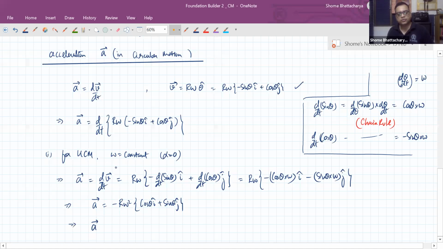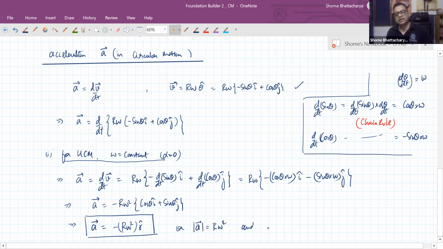So in the case of uniform circular motion, the acceleration is given by minus r omega square r cap. The magnitude of acceleration is r omega square, and the direction is minus r cap because of the minus sign outside, so it points towards O, which is the center. That is why this is called centripetal acceleration, because centripetal means pointing towards the center. So this is how the acceleration is derived for uniform circular motion. Just note down these steps first. We'll discuss a little more about this.